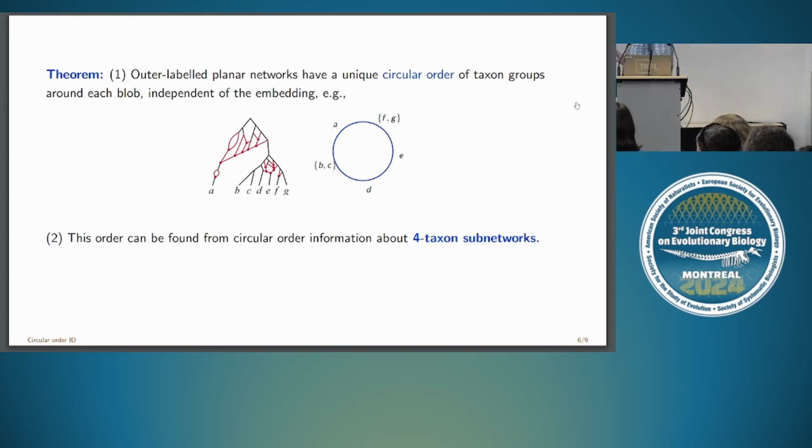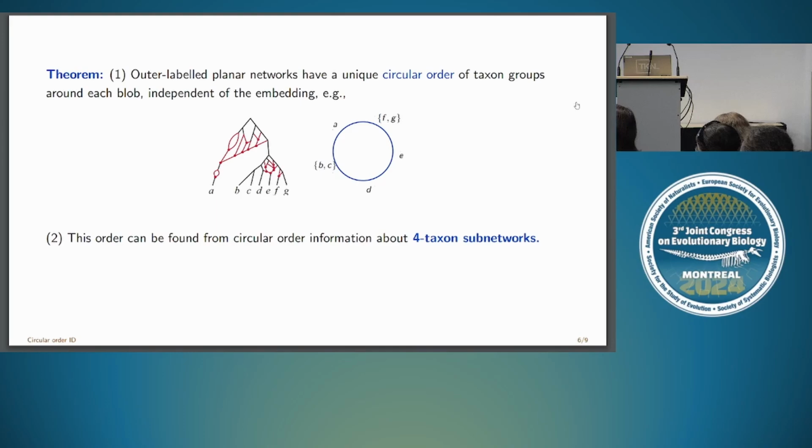Okay, so I'm going to lay out 2 theorems. The first one is just a math one. The second one has to do with how you might do inference. So first of all, if I put in this condition that my networks have this outer labeled property, then around any of the blobs, there's a unique circular order. So for instance, you focus on this one, the most interesting one here. I have B and C coming off in one location. I move around to D, to E, to where F and G come off, and then up at the top, A comes off, and then I'm back around.